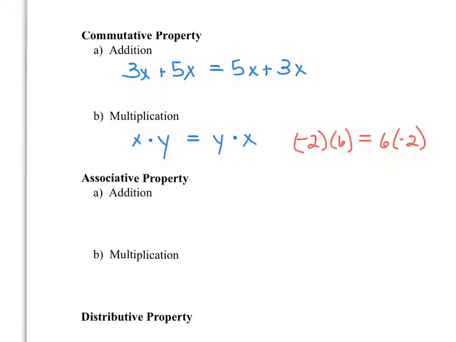Our next property that we'll look at is called the associative property. The associative property has to do with grouping, and I'm even going to fill that in so that I remember that it has to do with how I'm grouping when I'm doing addition and multiplication.